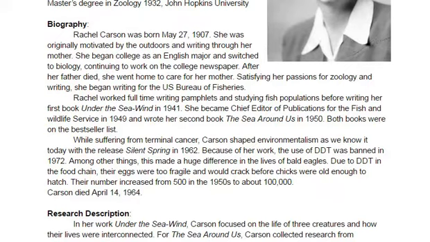But since the ban, they have come back from about 500 to over 100,000, so that's really great. She died in 1964, so she was pretty young.